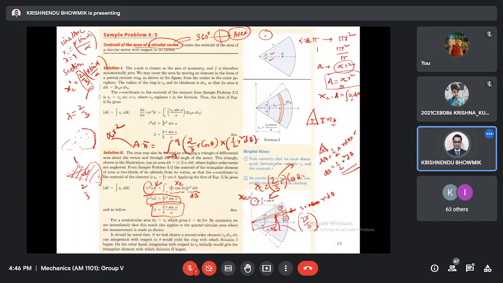Have you understood this point? Or should I explain once? Sir, please explain one.